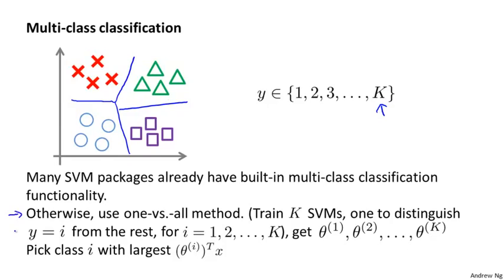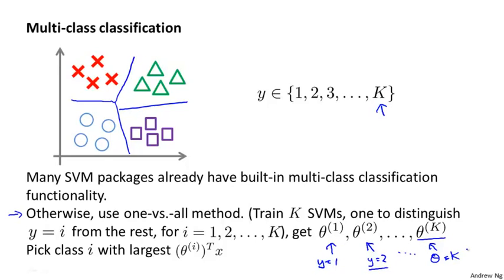Otherwise, one way to do this is to use the one versus all method that we talked about when we were developing logistic regression. So what you do is you train K SVMs if you have K classes, one to distinguish each of the classes from the rest, and this will give you K parameter vectors. So this will give you theta 1, which is trying to distinguish class y equals 1 from all of the other classes. Then you get a separate parameter vector theta 2, which is what you get when you have y equals 2 as a positive class and all the others as a negative class, and so on, up to a parameter vector theta k, which is the parameter vector for distinguishing the final class k from everything else.